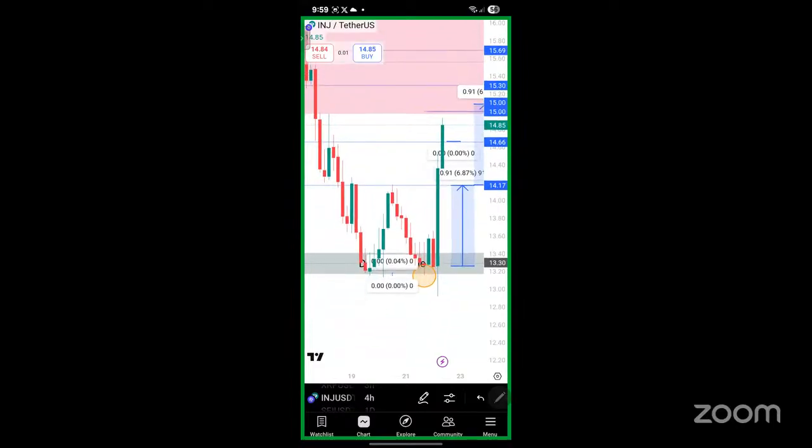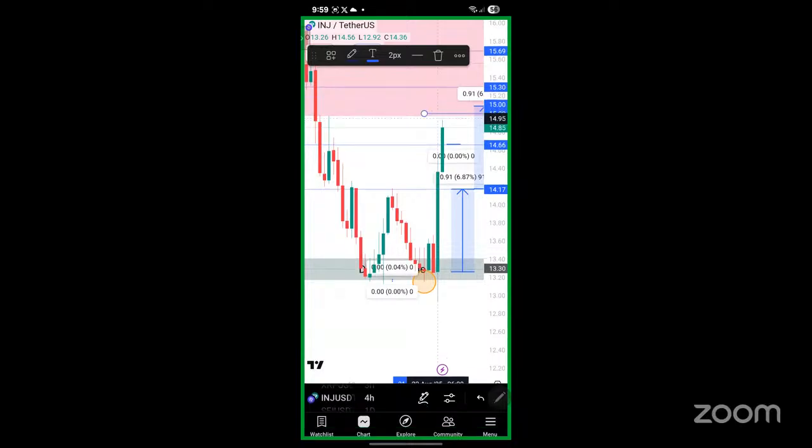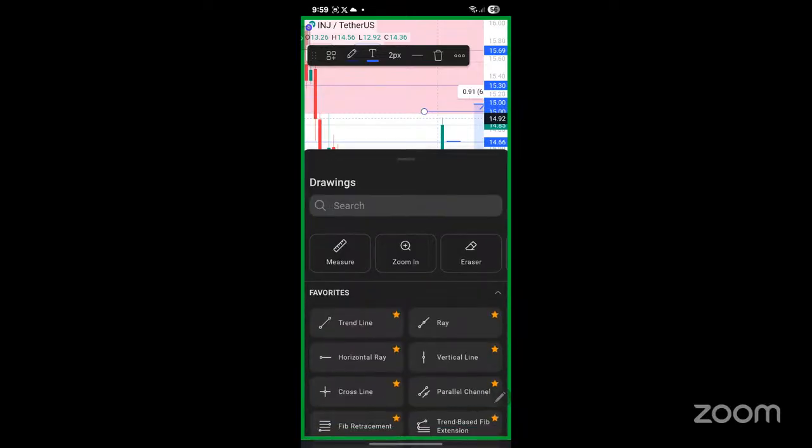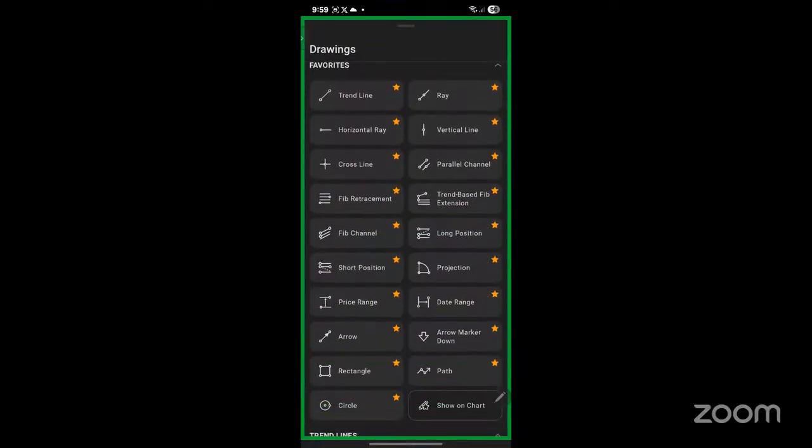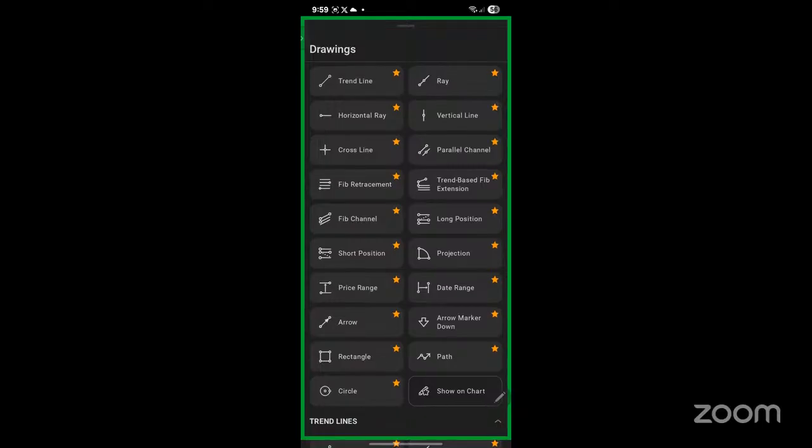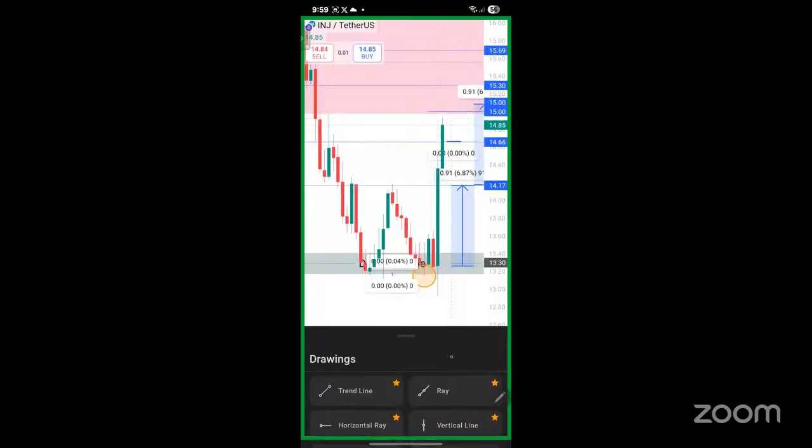Tap on the pencil you see here. After tapping on the pencil, scroll down and find this one. It is called a path. Tap on it.